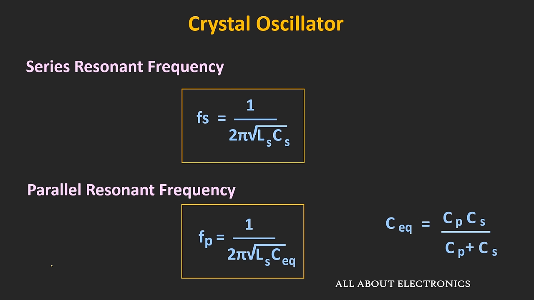So the series resonant frequency can be given by this expression, that is Fs is equal to 1 by 2 pi under root Ls into Cs. While the parallel resonant frequency Fp can be given by the expression 1 divided by 2 pi times under root Ls into C equivalent, where the C equivalent is the parallel combination of this Cp and Cs.